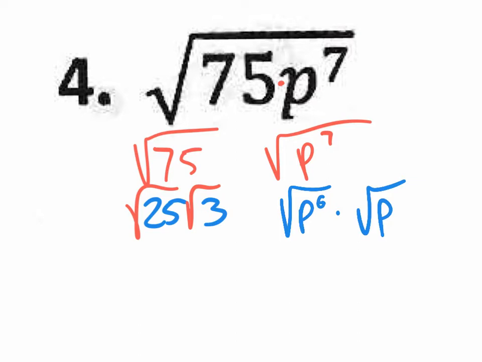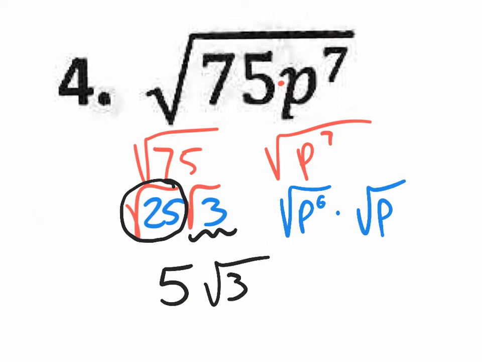Okay, so I'm actually going to do what I can. The square root of 25. What's the square root of 25? 5. That's just 5. Could I do the square root of 3? No, I can't, so let me bring that down. And how about the square root of p to the 6th? That's p to the 3rd power. And now that's a nice p to the 3rd power.